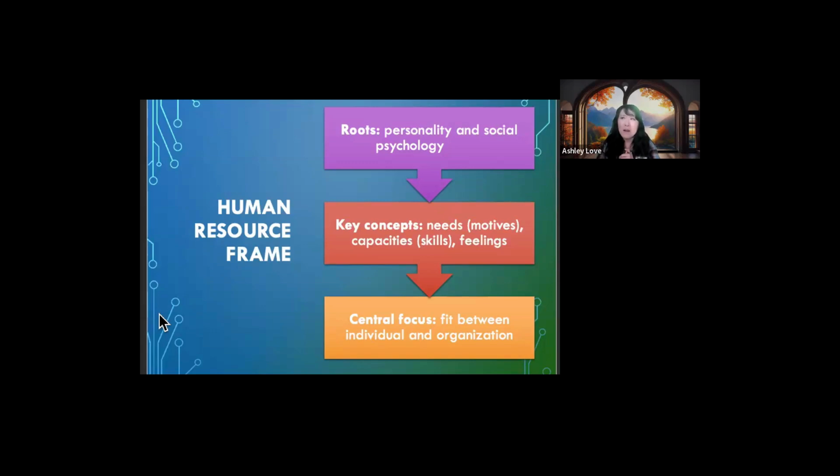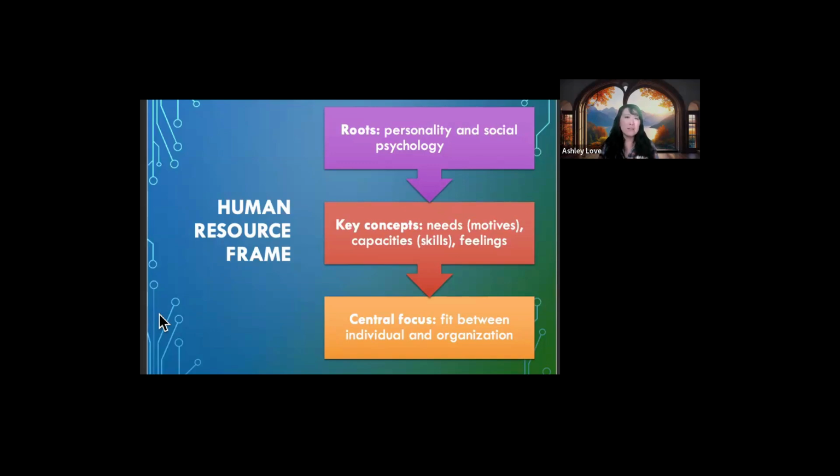And then the central focus is the fit between the individual and organization. It's easy to talk about our university, because one of the things that our university focuses on is social justice and also being good for the rest of the community. The reason why all of you are in the doctoral program is not only to fulfill your personal fulfillment, but also to make a change in the world, right? In the community that you live in. So what is the fit between individuals and organization?